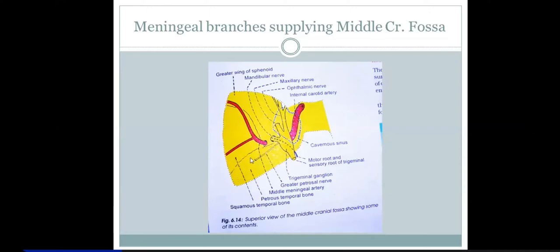Then here is the posterior division of the middle meningeal. This will run backwards and upwards, and it ascends along the superior temporal line. Although the superior temporal line is on the outer surface, the same course is followed by the posterior division of the middle meningeal artery, which runs on the superior temporal line and reaches back towards the posteroinferior angle of the parietal bone.